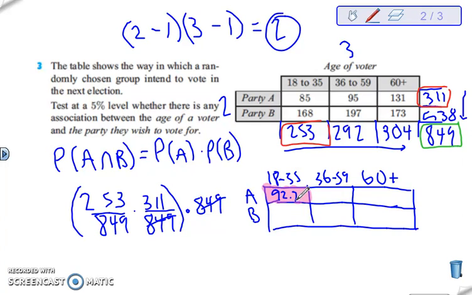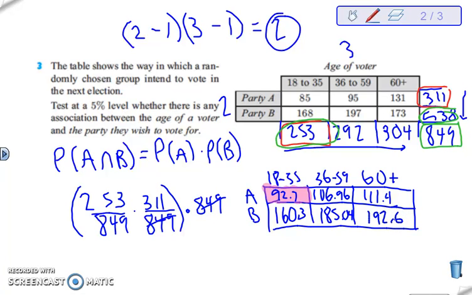So for example, to get the one underneath it, I would take my 253 times 538, and that would give me the block for B to 18 to 35. So that would be 160.3. Can do the same thing over here. Same thing over here. Same thing over here. And same thing over here.